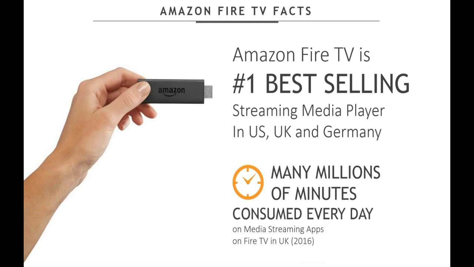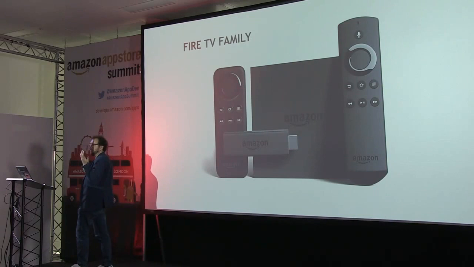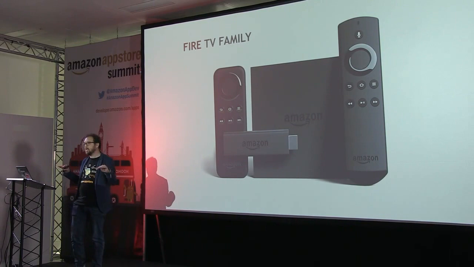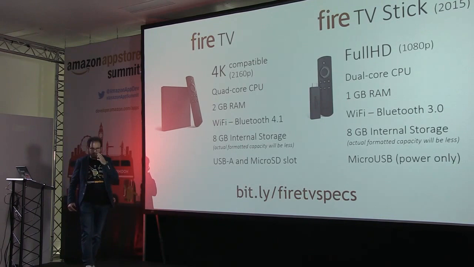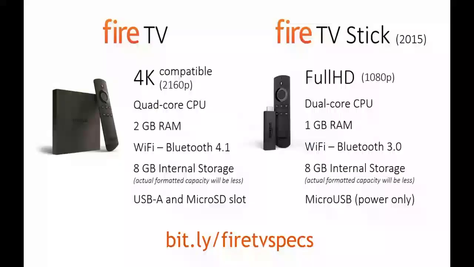To do this, we provide two different devices. One is the Fire TV Stick, and the other is the Fire TV Box. Even though, as I just said, the operating system for these devices is the same, Fire OS, and we put a lot of effort into making sure that the code base is the same for all Amazon devices, these two devices are actually quite different. The Fire TV is a very powerful set-top box. It is one of the few boxes capable of running 4K streaming content. It has a quad-core CPU, 2 GB of RAM, Wi-Fi, Bluetooth, 8 GB of memory. So plenty of horsepower to run not just media streaming apps, but even high-spec games.